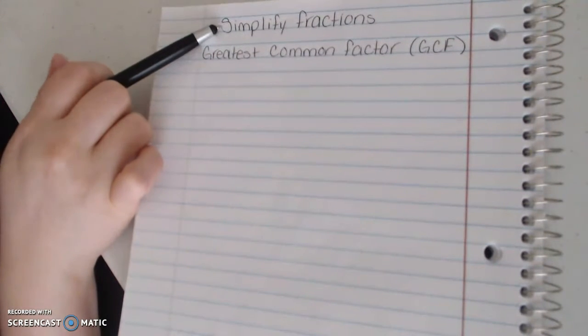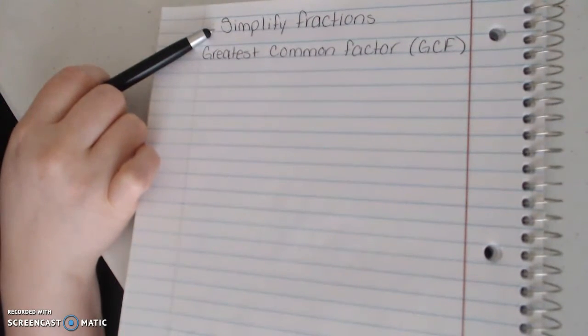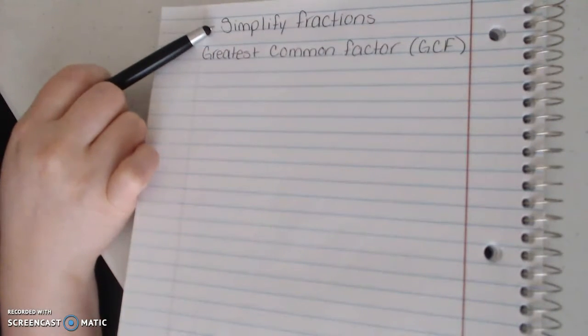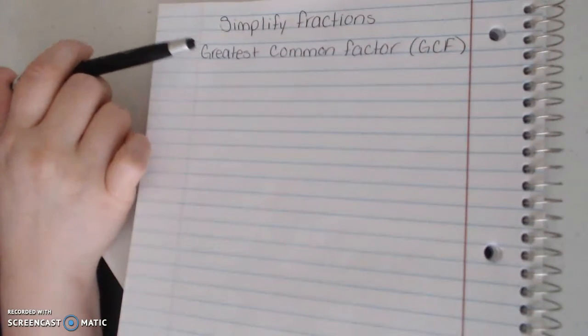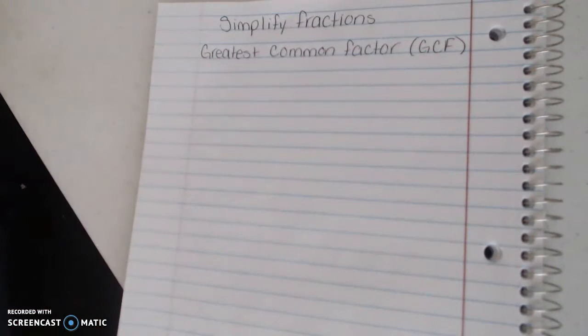So we know to simplify fractions, another word for it is to find it in lowest terms or simplest terms, which is another word for making it smaller. So in order to make it smaller, we have to find the greatest common factor, which is also the GCF, which is the one factor that both the numerator and the denominator have in common that you can divide by.